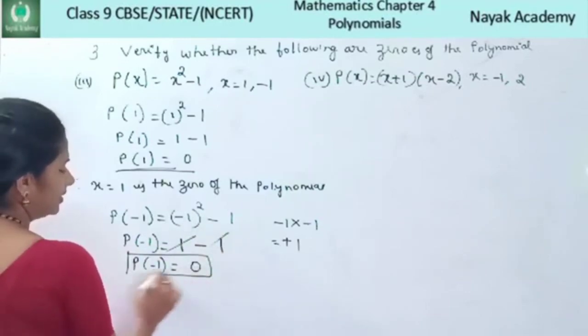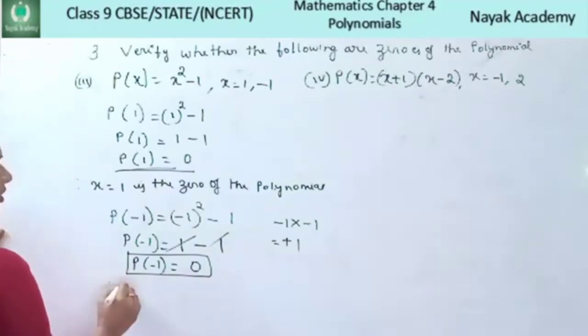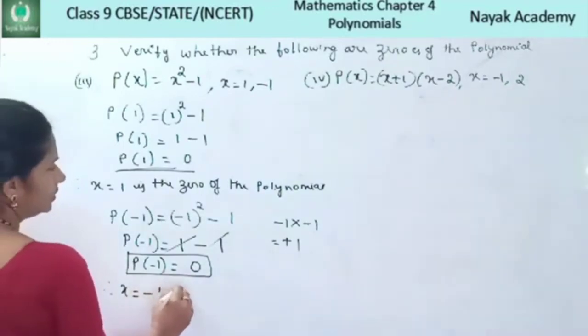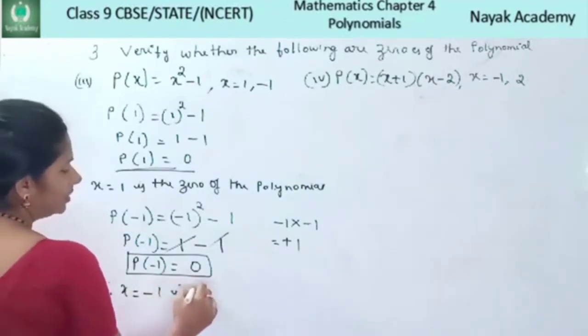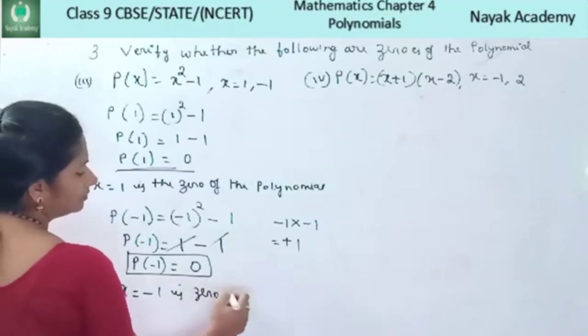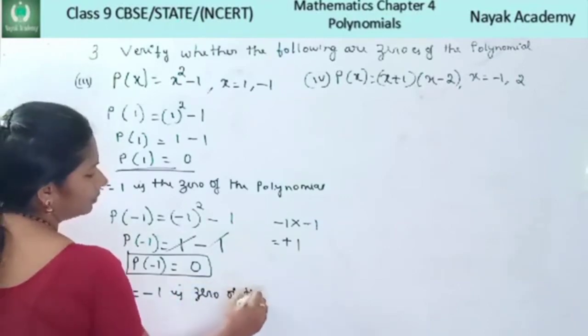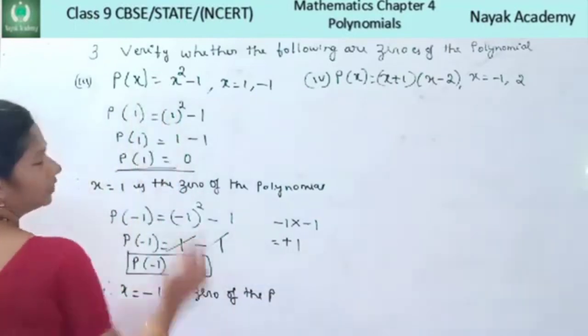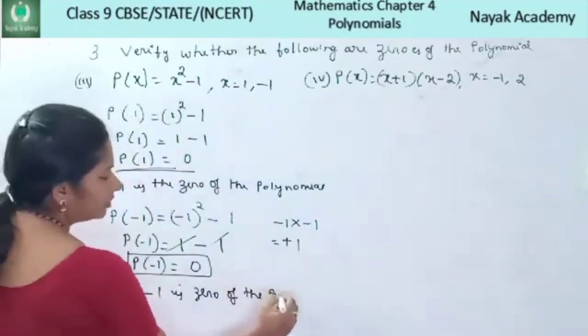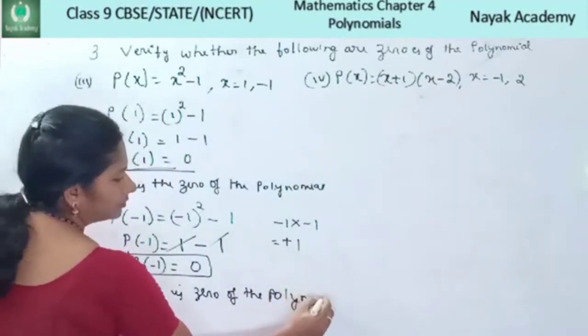So the answer is 0. Therefore, what is your conclusion? x is equal to minus 1 is also a zero of the polynomial P of x is equal to x square minus 1.